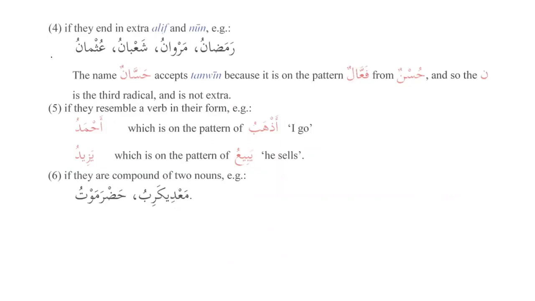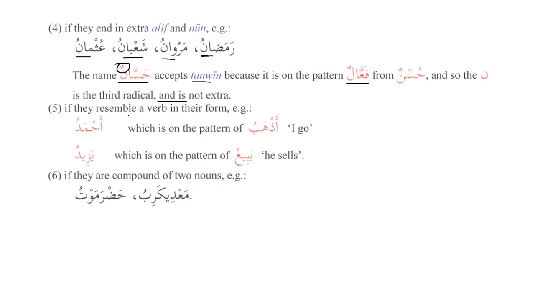All right, so if they end in extra alif and noon, for example, Ramadanu, Marwanu, Sha'banu, and Uthmanu, they are also mamnu min as-sarf. The name Hassanun accepts tanween. Why? Because it is on the pattern of fa'alun. It's not on the pattern of fa'alanu, it is on the pattern of fa'alun. So there is extra tashdid from husnun, and the plural is hassanun, and that's why the third radical here is not extra, so that's why it will accept tanween.